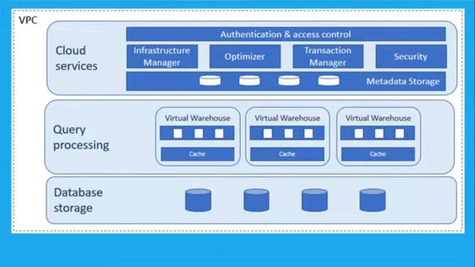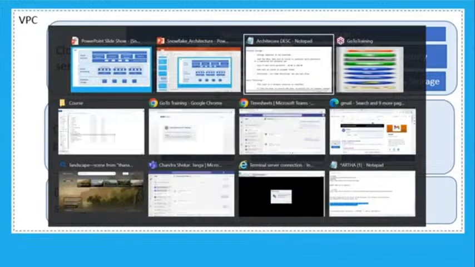So we have a cloud services layer, then a query processing layer, and then a database storage layer. Why am I repeating again and again? This Snowflake architecture is very important. You will surely get one or two questions on Snowflake architecture in every interview, in all the companies. That's why I am repeating. Now we will discuss them one by one.